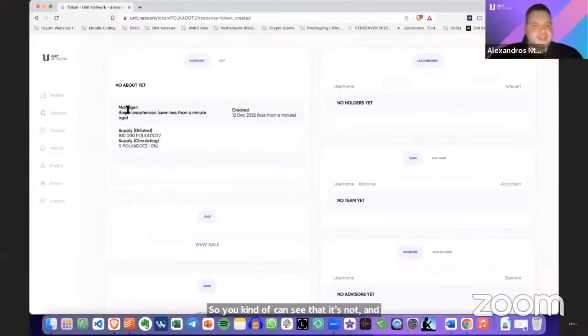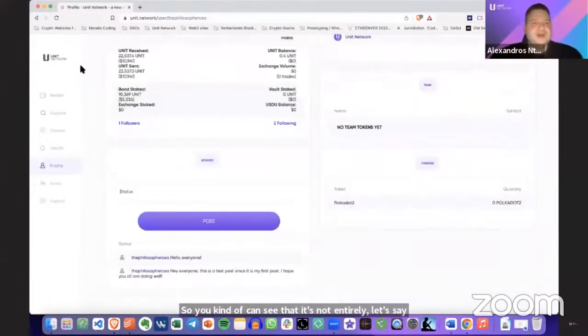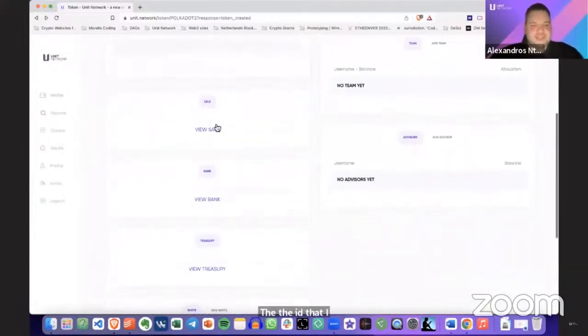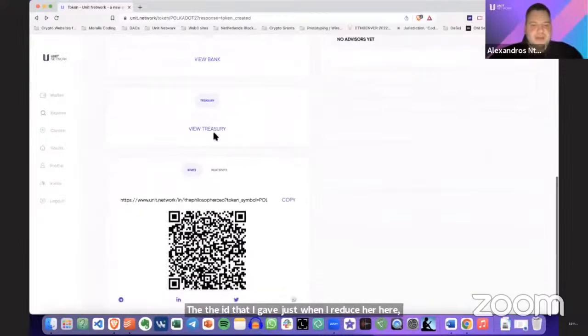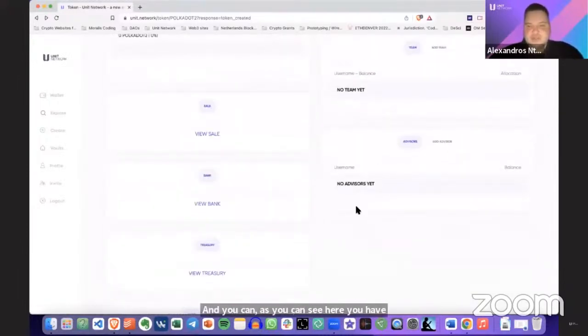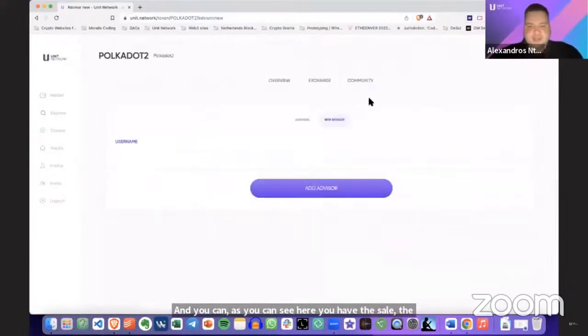And you can see here again that I'm the manager. Philosopher CEO is the ID that I gave when I registered here, when it was created, and so forth. And as you can see here, you have the sale, the bank, the treasury, and everything. As we saw, there are no advisors yet, but if I write Michael, that we saw before, and I add him as an advisor, then he would be seen here.